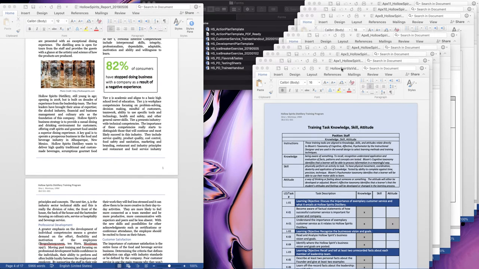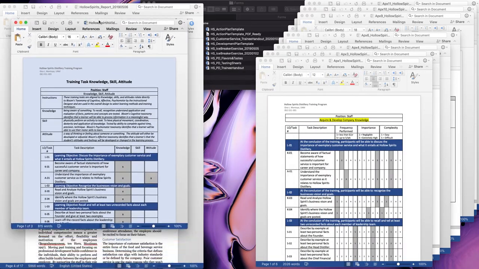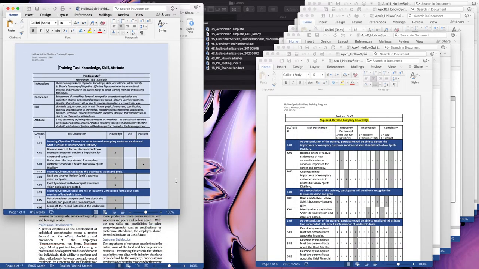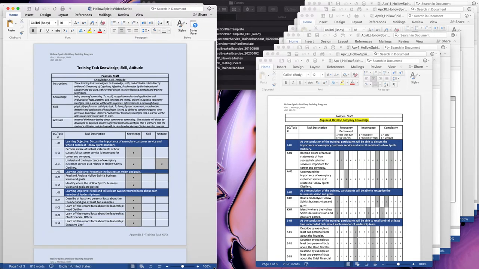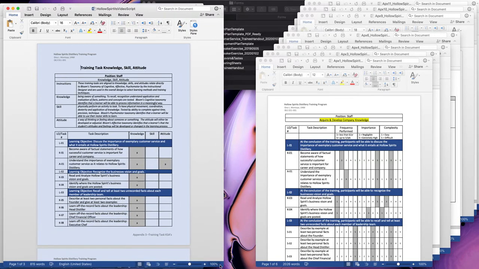Now, I'd like to glance over some of the products that I delivered to the owners of Hollow Spirits. On this document, I took the learning objectives, those that are identified in the dark blue boxes with the white font. And then I broke them down even further on what the learner would obtain when they learned the material. Was it more knowledge or a skill, or should it be a change in attitude based off of the topic?